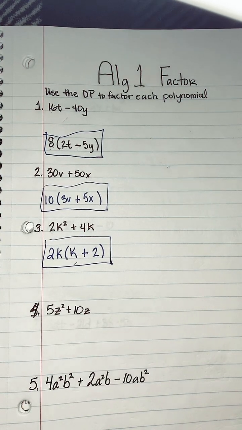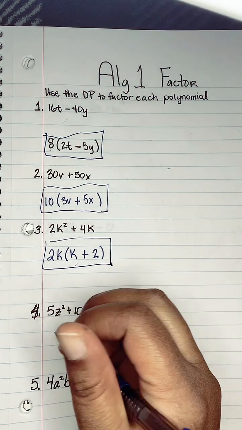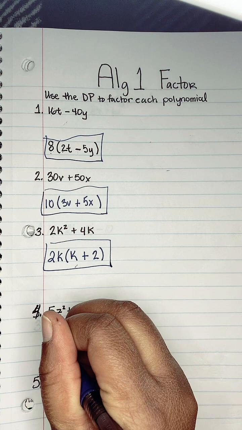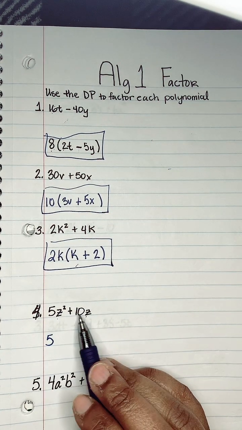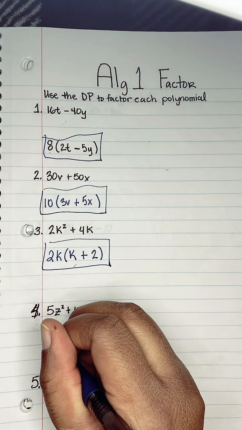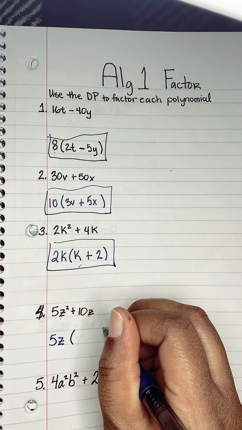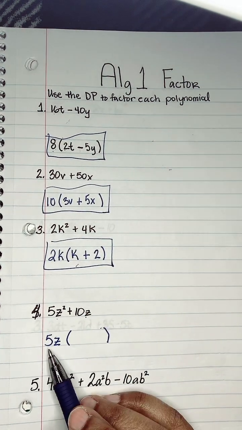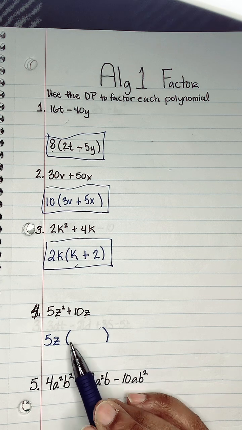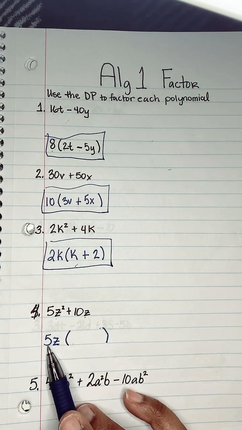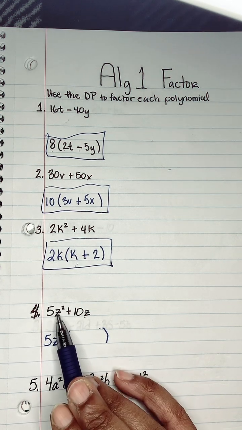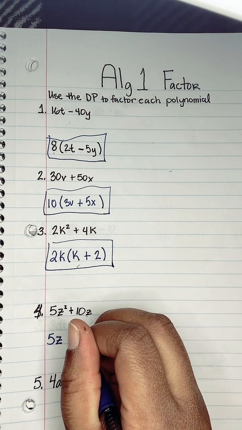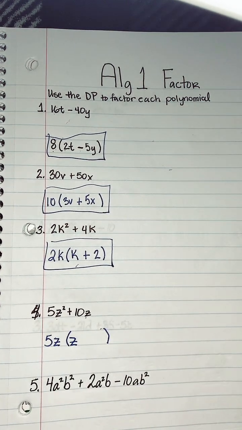5Z, 5Z. Yes. So we have 5 and both terms have a Z. So it's going to be 5Z. Now we're asking ourselves 5Z times what can give us 5Z squared? We already have a 5. We already have one Z. So we need another Z.